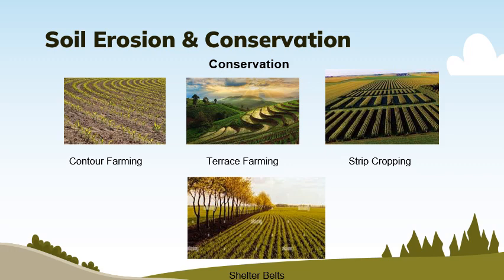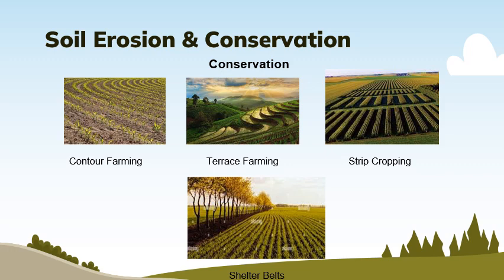Soil conservation. This can be done through various ways. First, we have contour farming, as you can see in the picture. This is an agricultural practice that involves planting crops across the slope of the land, following the contour lines of the terrain. In this type of farming, crops are planted in rows that run perpendicular to the slope of the land. This helps to slow down the flow of water across the surface of the soil, reducing the risk of erosion and allowing water to soak into the ground.